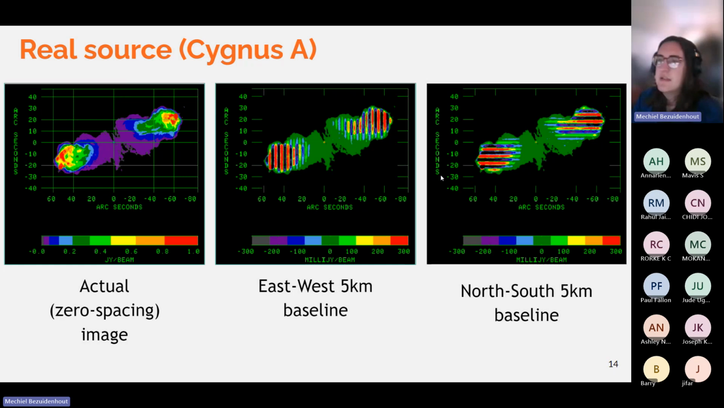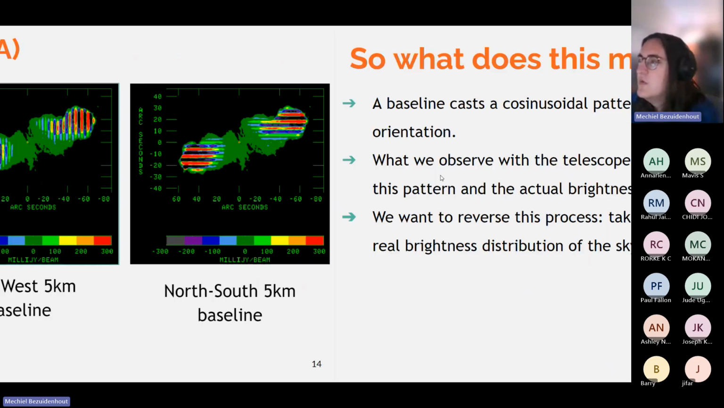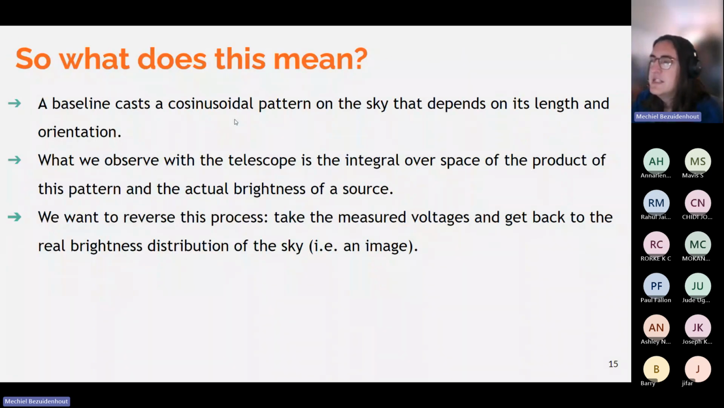Right. So let's take a step back and think, what does all this mean? A single baseline, which means 2 antennas, casts a cosinusoidal pattern on the sky that depends on its length and its orientation. What we observe with the telescope is the integral over space of the product of this pattern and the actual brightness of a source.